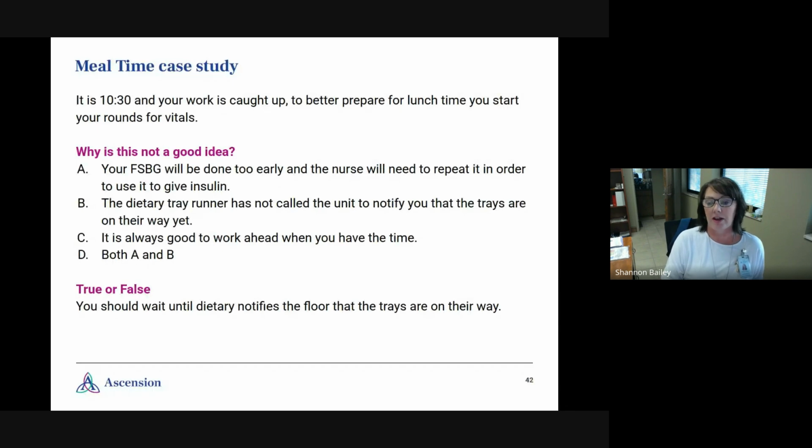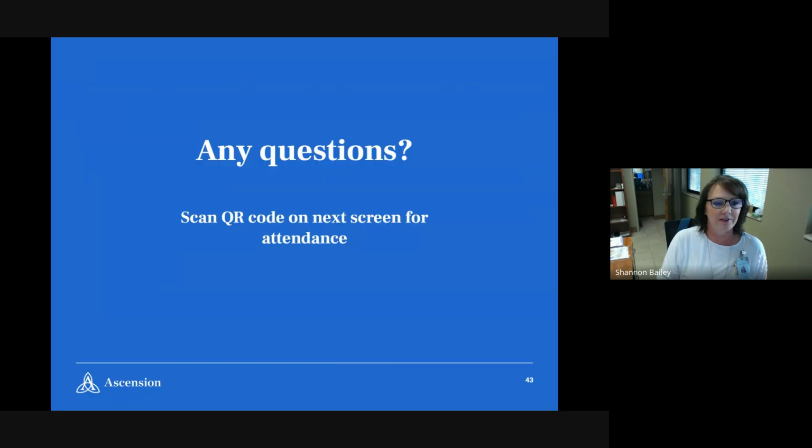Yep, Cheryl got it. It's D. True or false? You should wait until dietary notifies the floor that the trays are on their way. True. We kind of hit that just a minute ago.